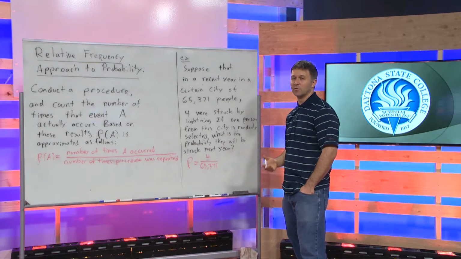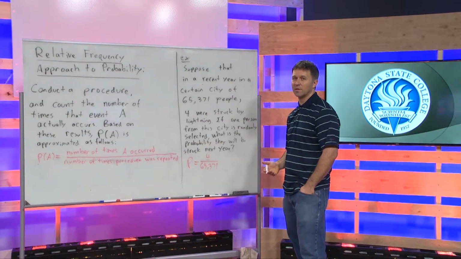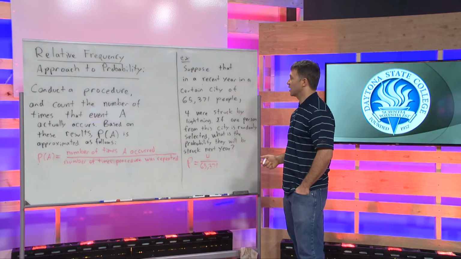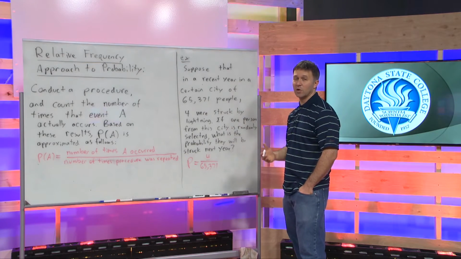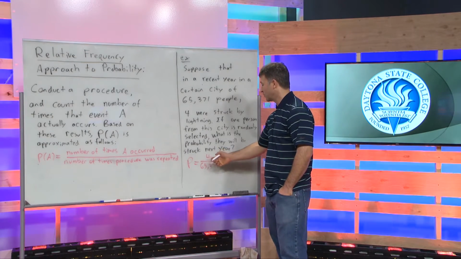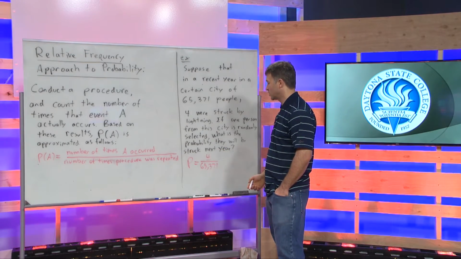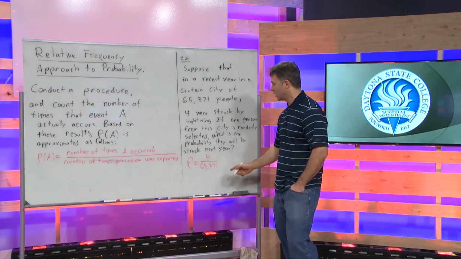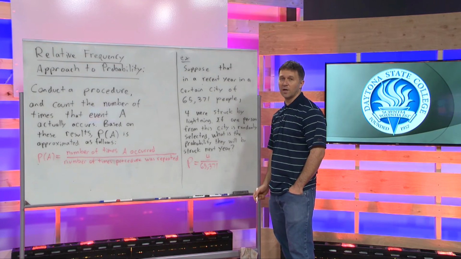So this is an example of the relative frequency approach to probability. And again, in this case, the procedure, so to speak, was just counting the number of people in the city and recording how many were struck by lightning. The event A was the event of selecting someone who will be struck. And again, the final answer is P equals 4 over 65,371.